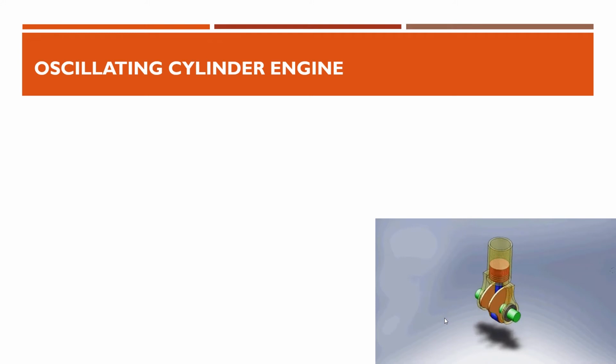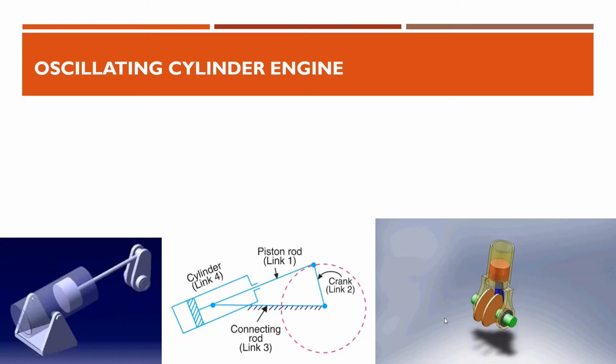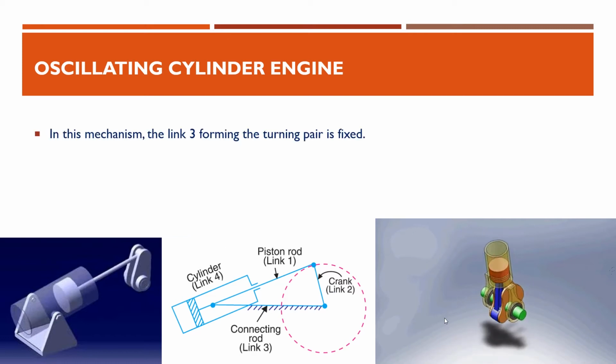Next one is the oscillating cylinder engine. So this is the figure of an oscillating cylinder engine. If you closely look at the animation, you can see that the cylinder is actually oscillating. That is why it is called the oscillating cylinder engine. And in this mechanism, link 3, forming the turning pair, is fixed. That is, the connecting rod is fixed. You can look at this figure and get a clear idea. The connecting rod is fixed.